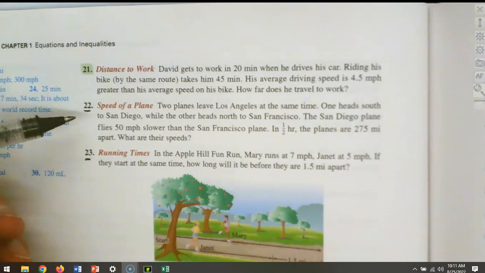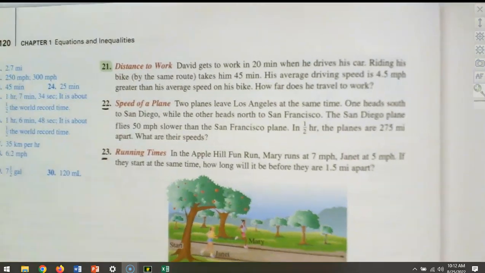Two planes leave LA at the same time. One goes south to San Diego, the other heads north to San Francisco. The San Diego plane flies at 50 miles per hour slower than the San Francisco plane. In a half of an hour, the planes are 275 miles apart. What are their speeds?